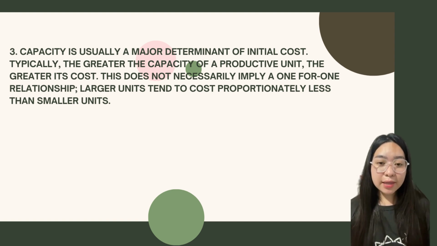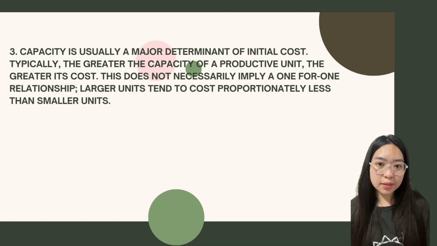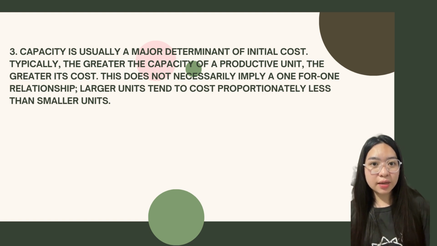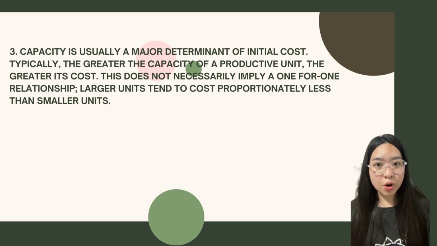Number three, capacity is usually a major determinant of initial cost. Typically, the greater the capacity of a product unit, the greater its cost. This does not necessarily imply a one-for-one relationship. Larger units tend to cost proportionately less than smaller units. So that means capacity determines initial cost. Bigger facilities cost more, but the cost per unit might be lower.